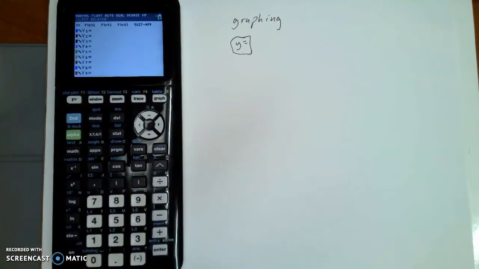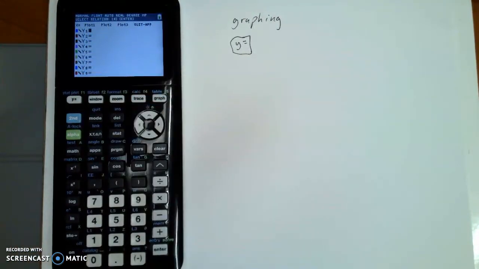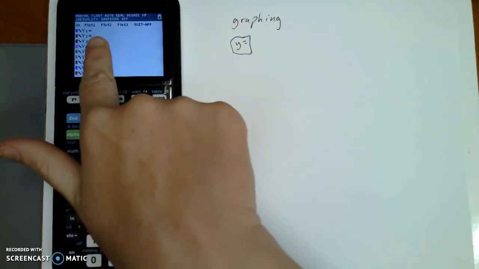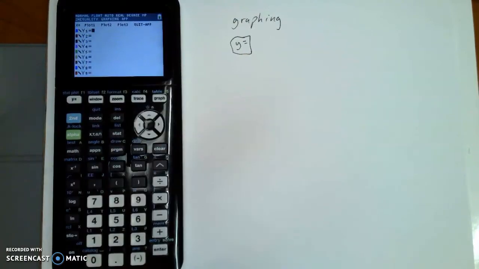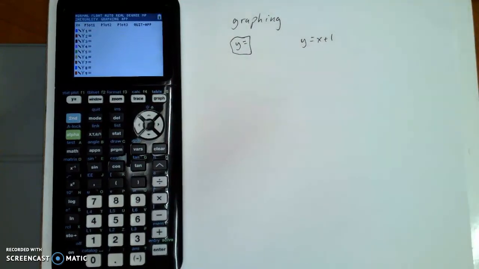So to enter a graph, we're going to hit the Y equals button, which is up here at the very top on the left. And you'll notice mine has a lot of different graphs, so I can type in multiple graphs if I'd like to. And you'll notice it did default on that equal sign. We'll talk more about that in a bit.